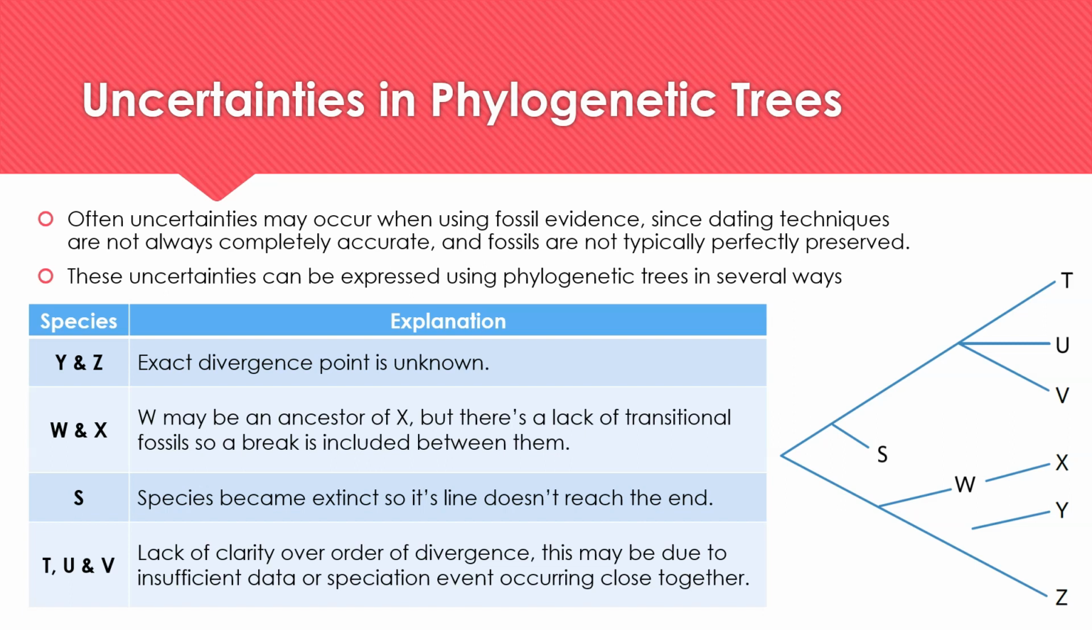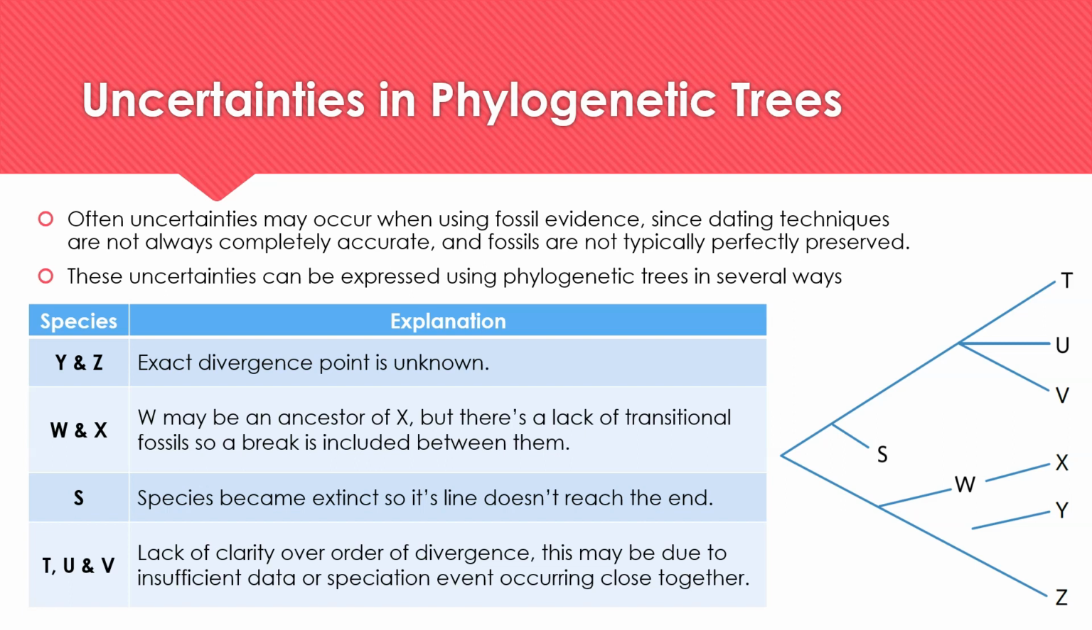Or for W and X, W might be an ancestor of X, but we don't see that transitional fossil, so you have a break between them. There's a little bit of a gap. For species S, the line is really short there because it became extinct, so it doesn't reach the end with all the other letters. You might also have, for instance, where T, U, and V are, a little lack of clarity about who diverged from who here. Maybe you weren't just looking at fossil evidence, maybe you looked at genetic evidence, but the similarities are all really close, so it's not clear who's more closely related than who. Maybe you need more data for that.